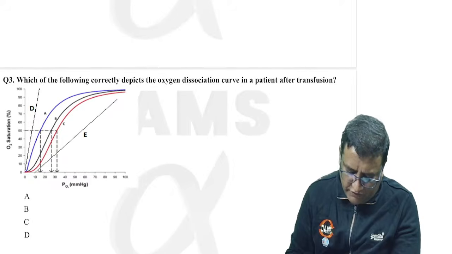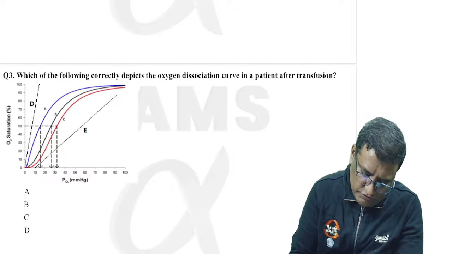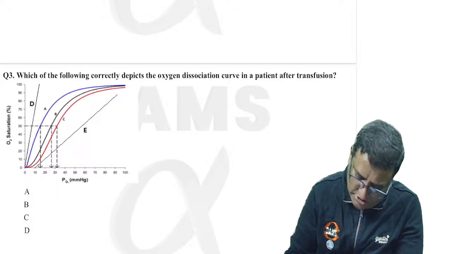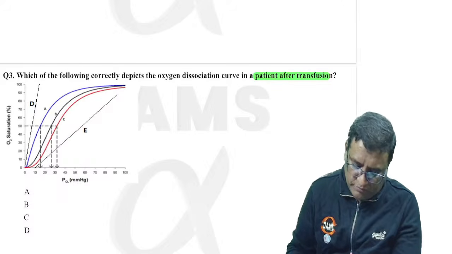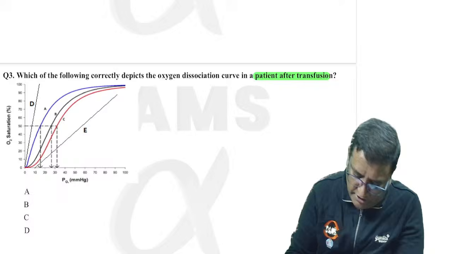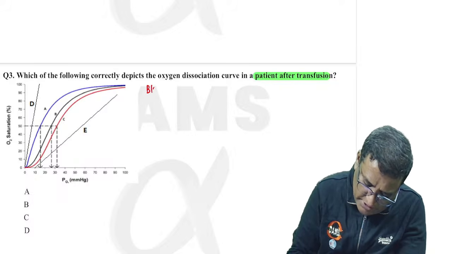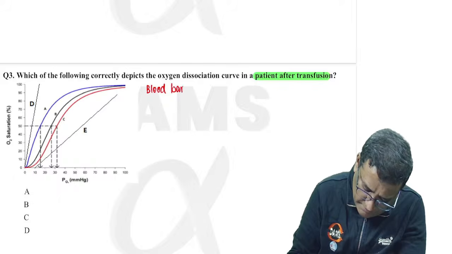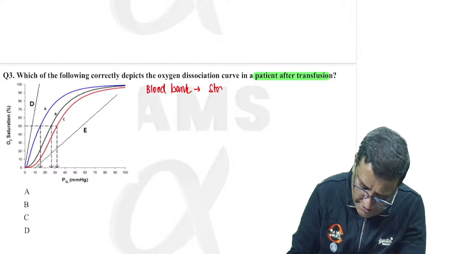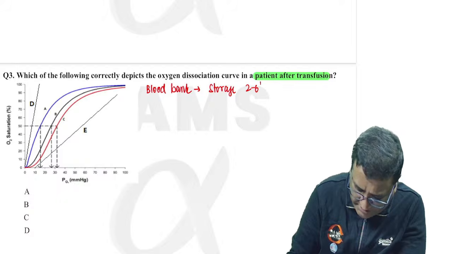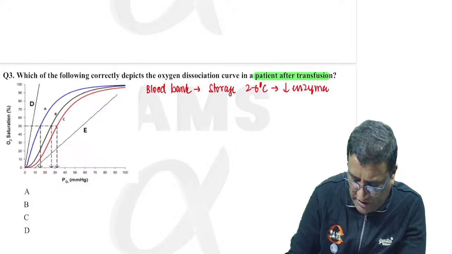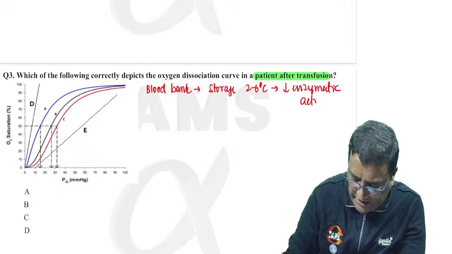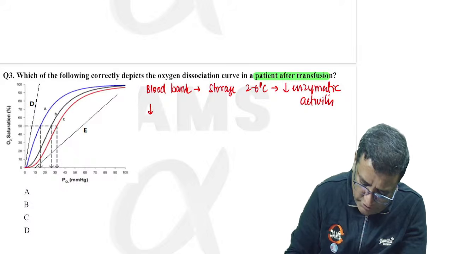Next, let us look at the third question now. Which of the following correctly depicts the oxygen dissociation curve in a patient after blood transfusion? So what will happen once you transfuse blood? Very important: in the blood bank, we discussed this also, storage is done at 2 to 6 degrees Celsius, that is refrigerator. Here there will be decreased enzymatic activity of the RBC, so everything will be reduced. This will also lead to decrease in 2,3-DPG in the RBC.